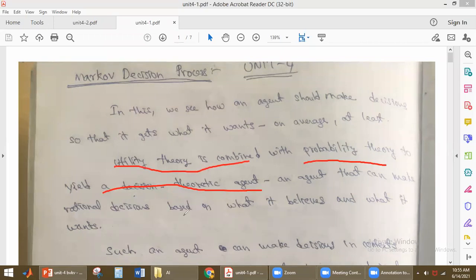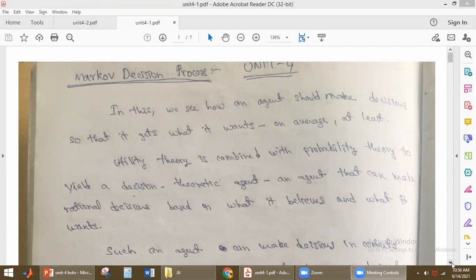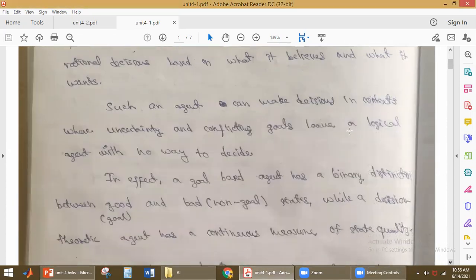This agent will be taking rational decisions, which means decisions that will give you the 100% result. Rational decisions based on whatever knowledge it has and whatever goal it has to reach. Based on these two, this decision theoristic agent will be able to take the rational decisions. Rational decisions means that the decisions will give us the 100% result.